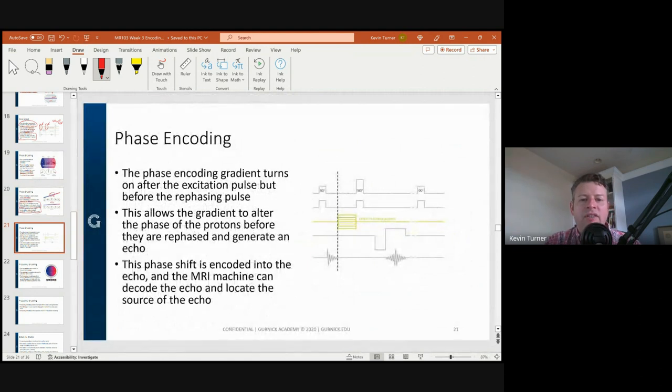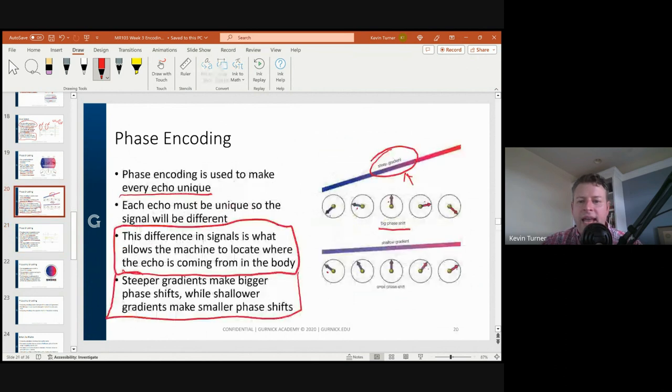The phase encoding gradient turns on after the excitation pulse, but before the rephasing pulse. This allows the gradient to alter the phase of protons before they are rephased and generate an echo. We can't change their phase before they've been excited because they're not in the transverse plane yet. We can't change their phase after we rephase them, because now they're rephasing and it's too late. The phase shift is encoded into the echo, and the MRI machine can decode the echo and locate the source of the echo. Remember, phase shift just means how out of phase are those protons? Are they really out of phase with a big shift or not so out of phase?